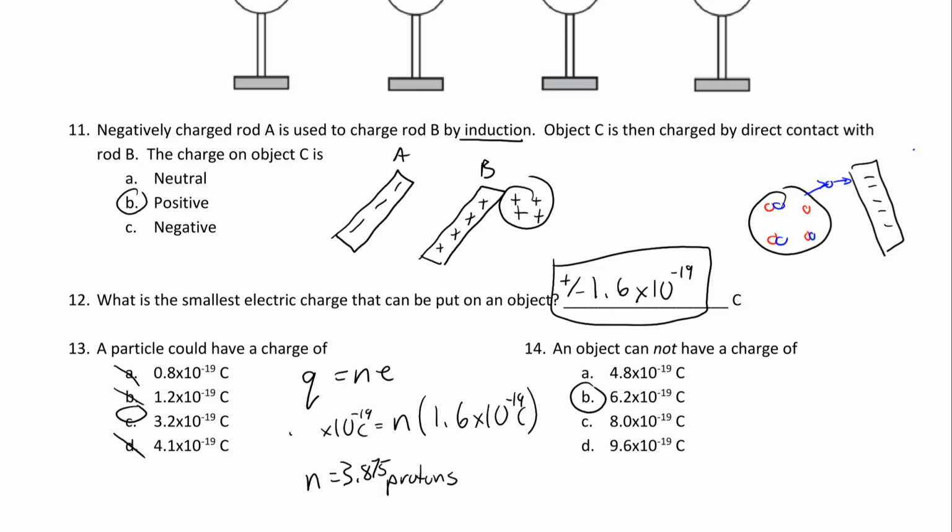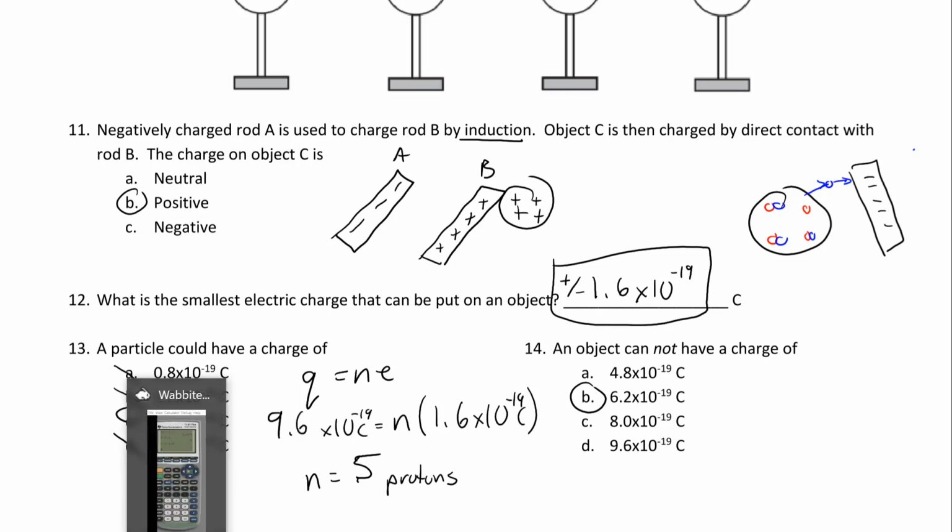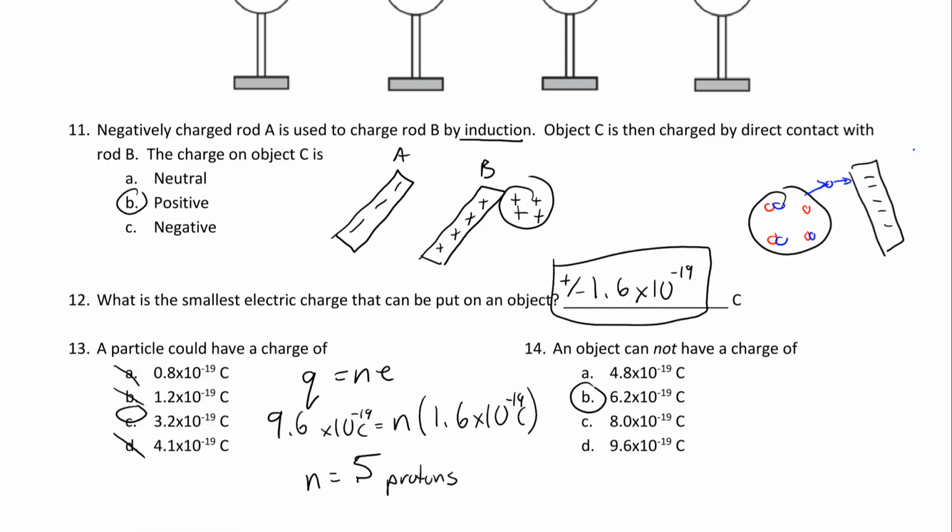And if you did 8.0 divided by 1.6, you get an answer of exactly 5 protons. So that's nice. And if you do 9.6 divided by 1.6, you get an answer of exactly 6 protons. So again, 6 whole protons, that's fine.